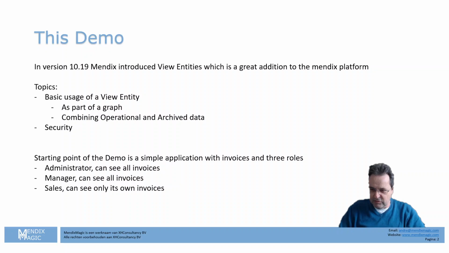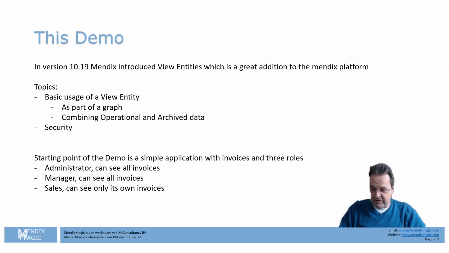Topics I want to cover are how to use views in a graph and when combining operational and archive data. And where you have to specifically look is the security point of view. I start with a simple invoice application that shows just an invoice with a lot of history.